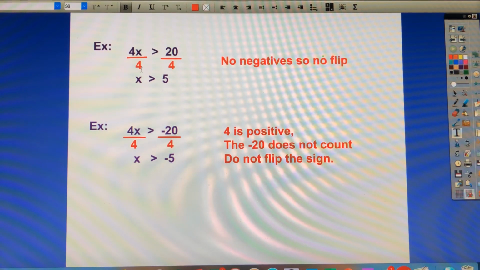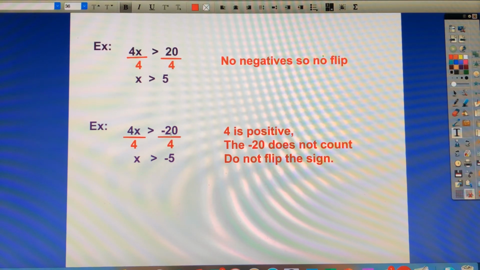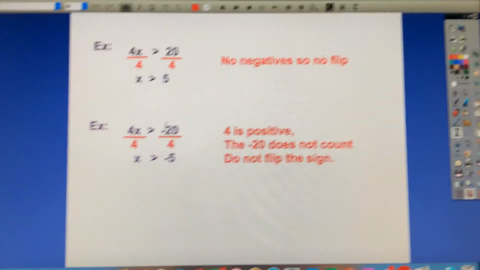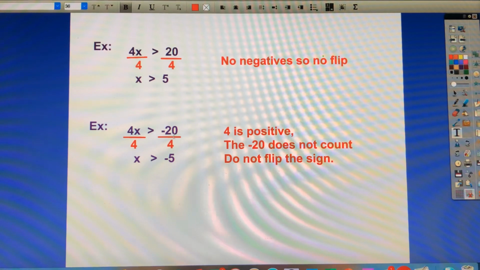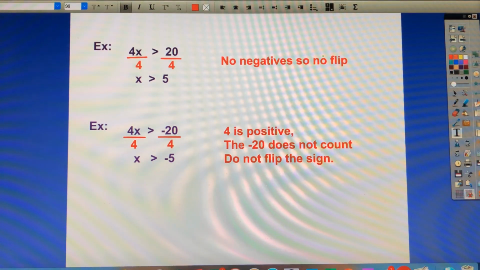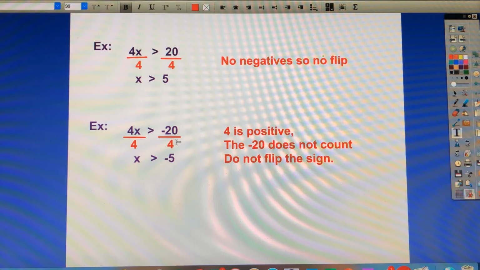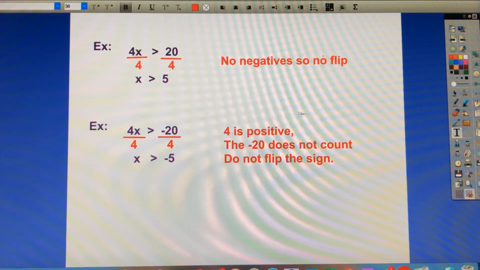I have divided by a positive value. There is no negative. Do not flip the sign. Here, I again divided by a positive value, and just because that negative 20 was there, the negative 20 doesn't count. The negative 20 is a constant. It stayed. I didn't divide by negative 20. I didn't multiply by negative 20. So you do not flip the sign. It's only when the value you're multiplying by or dividing by is negative.